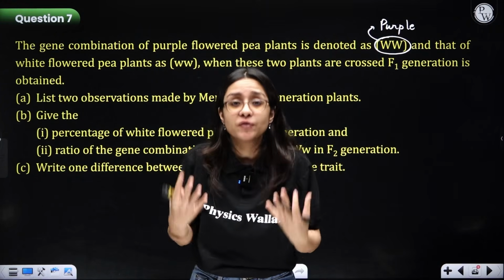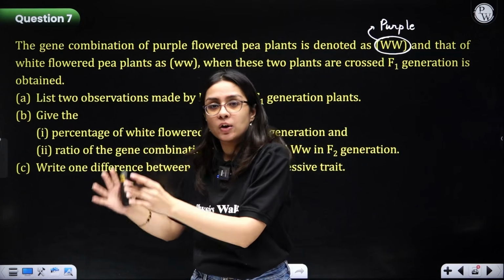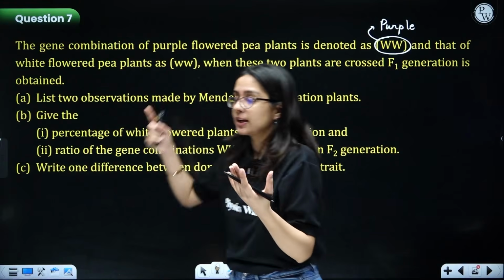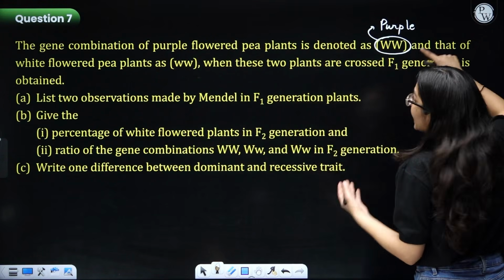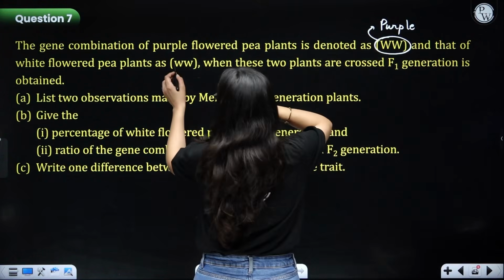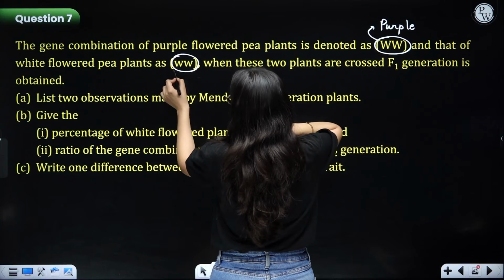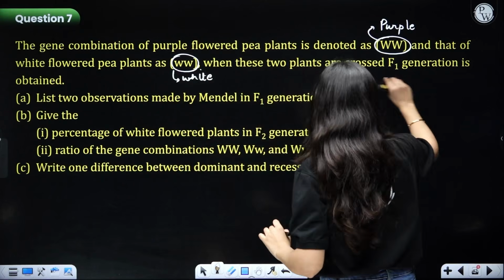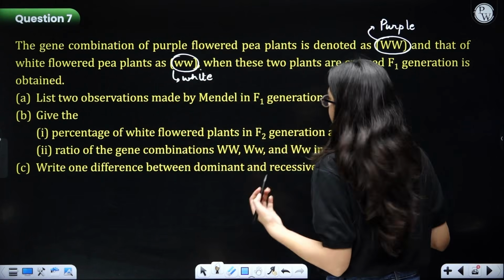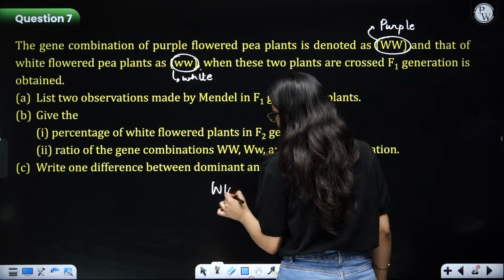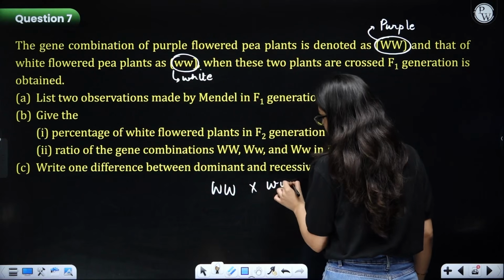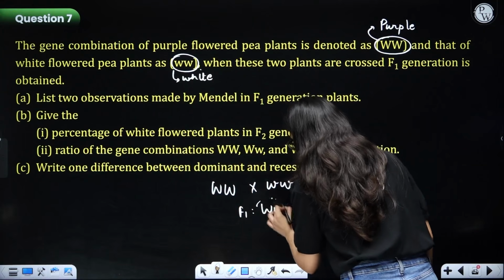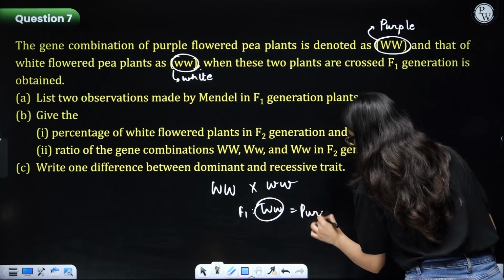The question might try to confuse you. Ideally, if we were following Mendel's genetics, we would use capital P, but since the question tries to confuse you, they are using capital W. And that of the white flowered pea plant is used as small w, small w. So this is your white. When these two plants are crossed, the F1 generation is obtained. Definitely when you cross capital W purple with small w, it is going to give you the F1 generation, which will have capital W, small w, which means all will be purple in colored flowers.